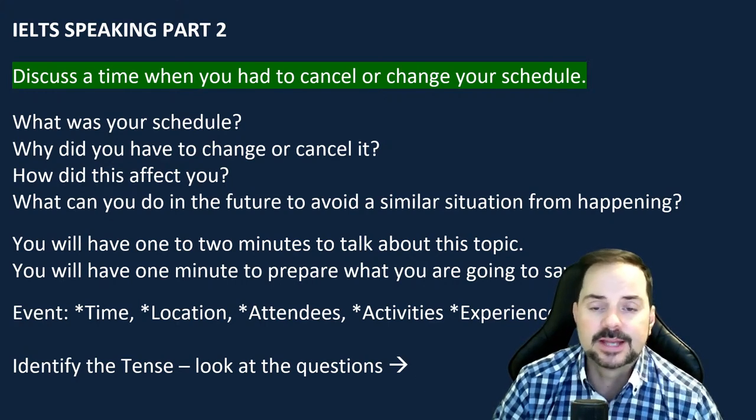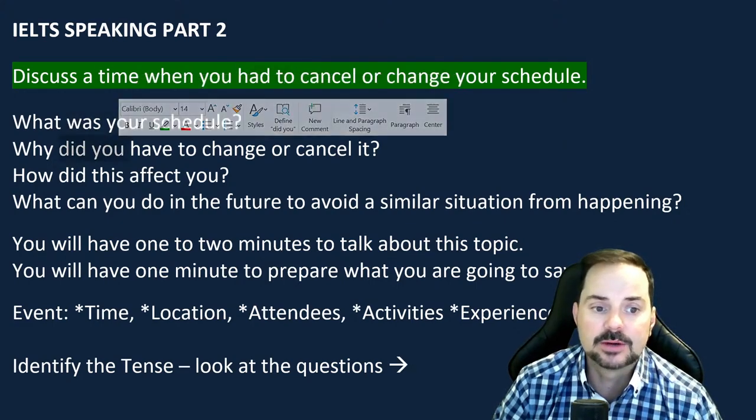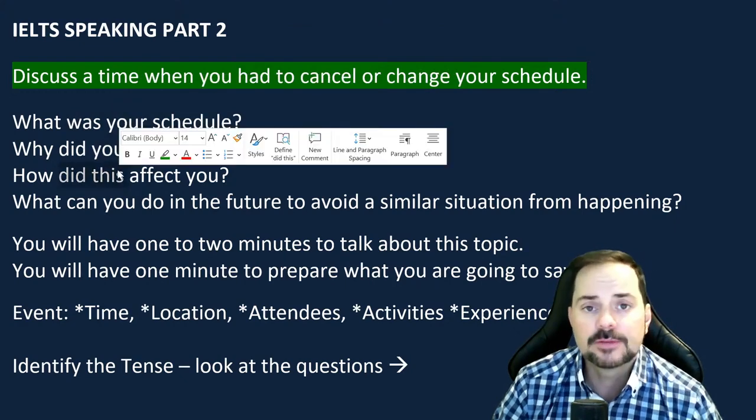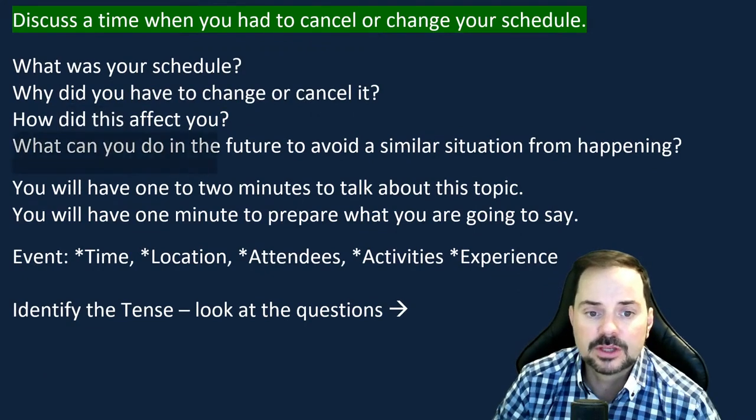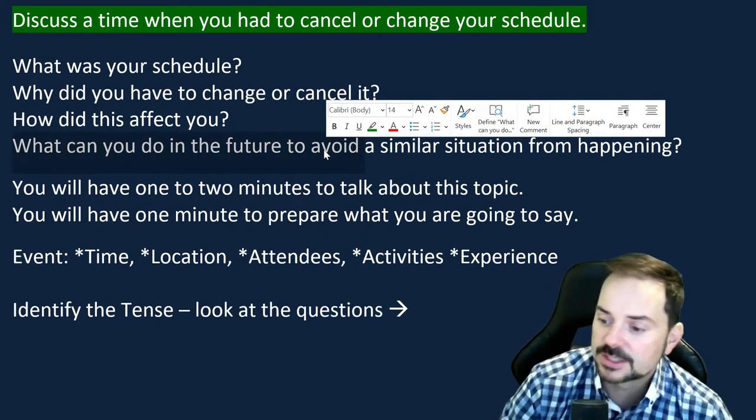Discuss a time when you had to cancel or change your schedule. What was your schedule? Why did you have to change it? So these are all past tense, okay? Had to, right? What was your? What did you? How did this affect you? So a lot of it's past tense, but then there is a little bit of future. Notice this. What can you do in the future to avoid similar?